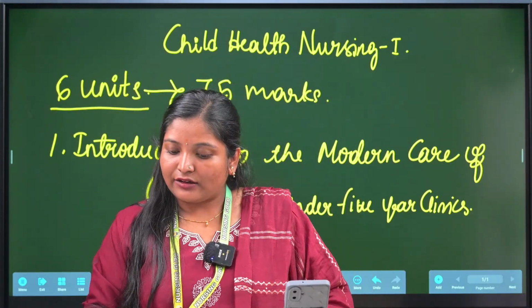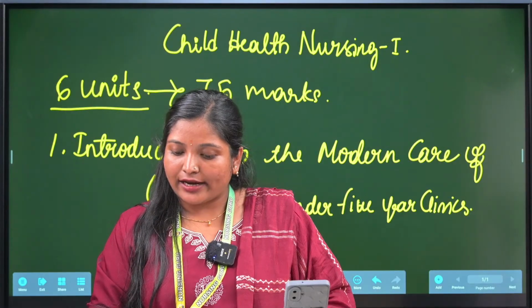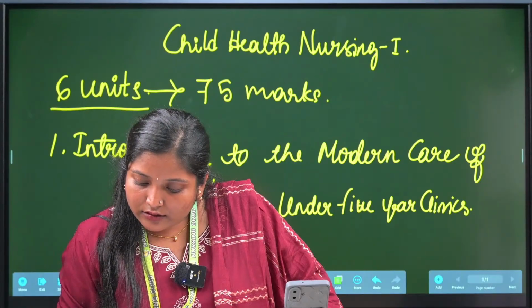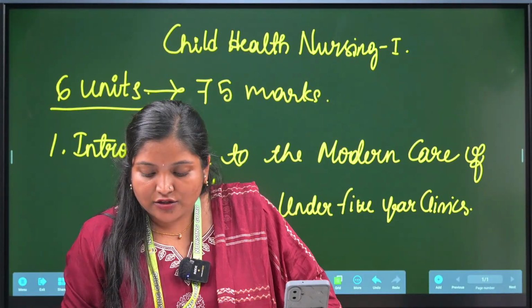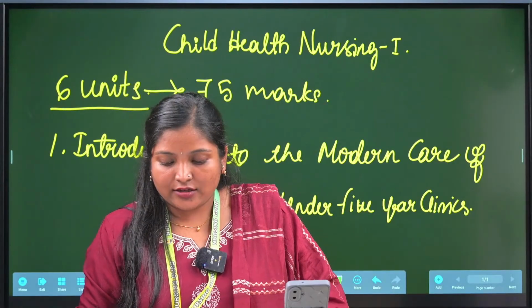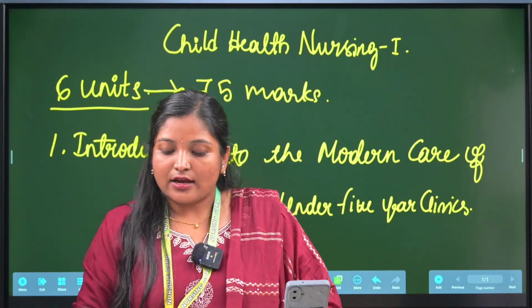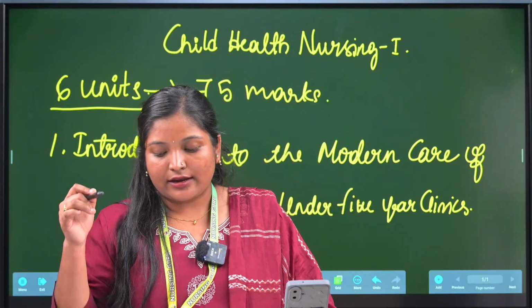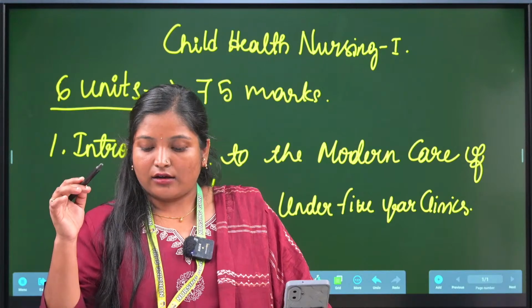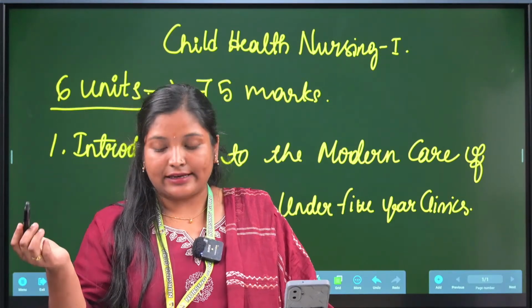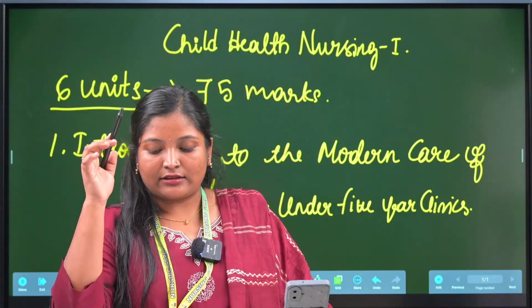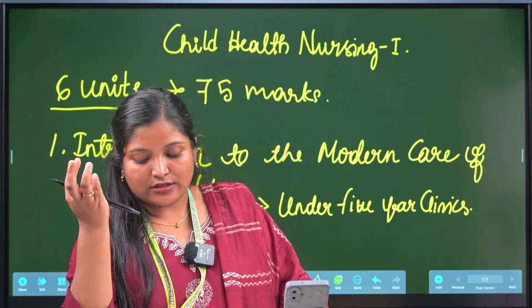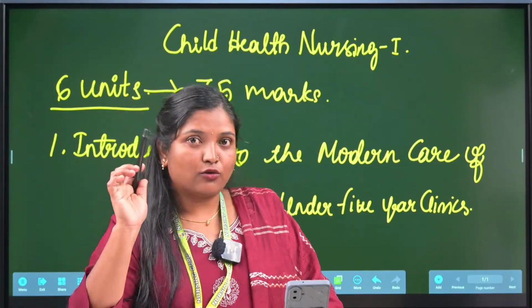Next thing is the difference between an adult and a child, which affects the response to illness. That is physiological, psychological, social and immunological. These affect the response towards the illness. That is also very important: physiological, psychological, sociological and immunological. You have to study that and go for the exam.